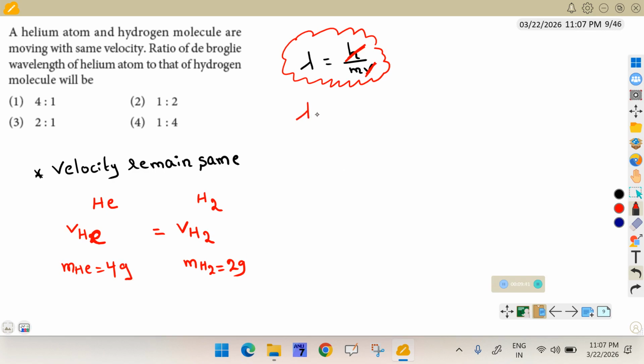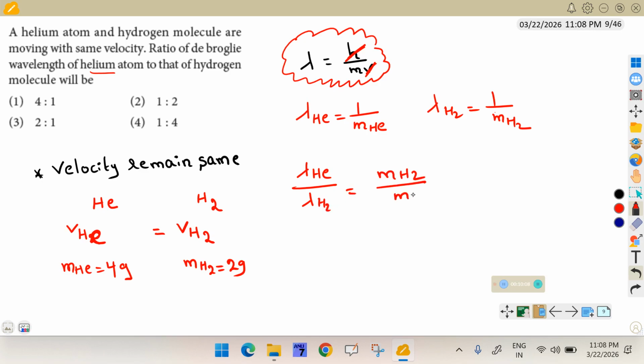So lambda helium is equal to 1 by mass of helium, and lambda hydrogen is equal to 1 by mass of hydrogen. The ratio lambda helium by lambda hydrogen is equal to mass of hydrogen by mass of helium, which is 2 by 4, that is 1 is to 2.